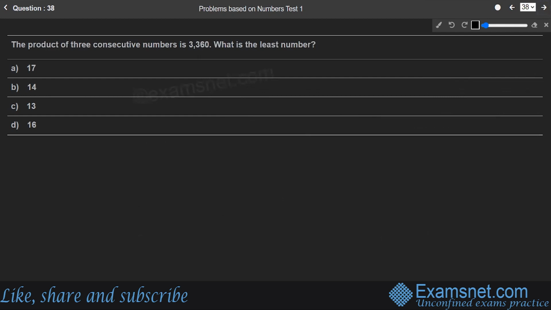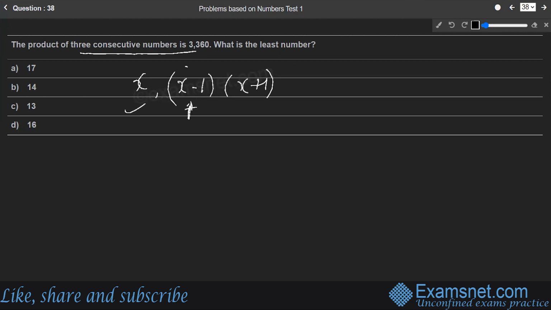Now, the product of three consecutive numbers is 3360. What is the least number? Okay, in this case, we have to assume the numbers. Let us assume the numbers so that we can easily do the product part. The numbers could be assumed as x, x plus 1 and x plus 2, but their product will be lengthy to find out. So we'll assume the numbers to be x, x minus 1, and x plus 1. These are the consecutive numbers.